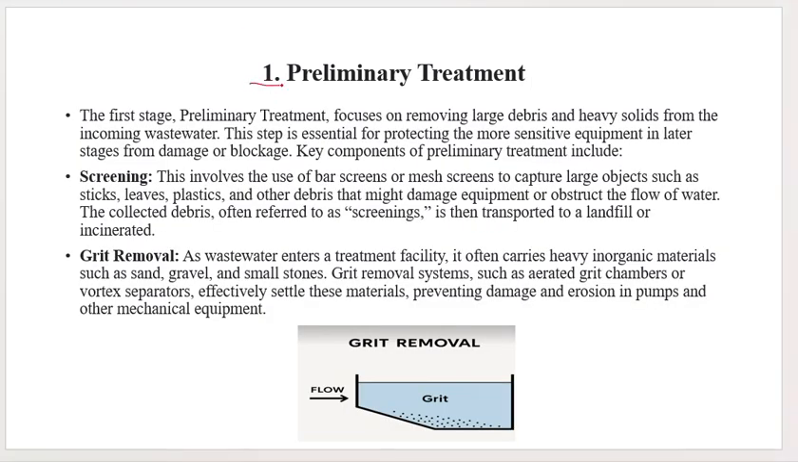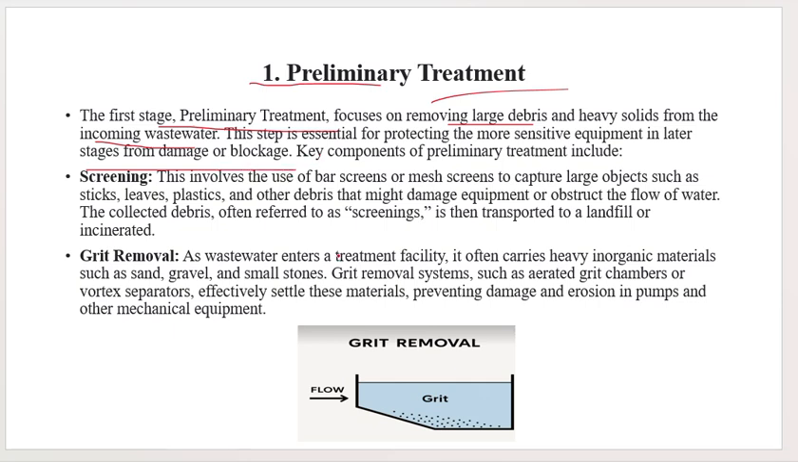So the first stage is called preliminary treatment. This is the first stage, which focuses on removing large debris. In wastewater, there will be lots of large debris and also heavy solid material. This preliminary treatment removes that large debris and heavy solids from incoming wastewater. This step is essential for protecting more sensitive equipment in later stages from damage or blocking.